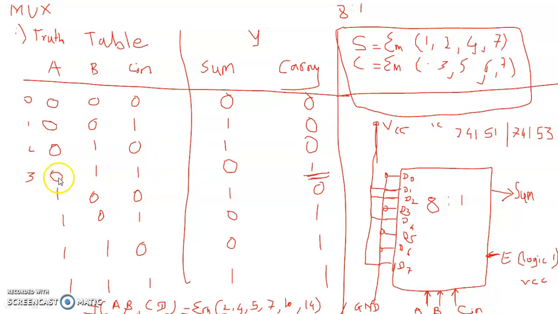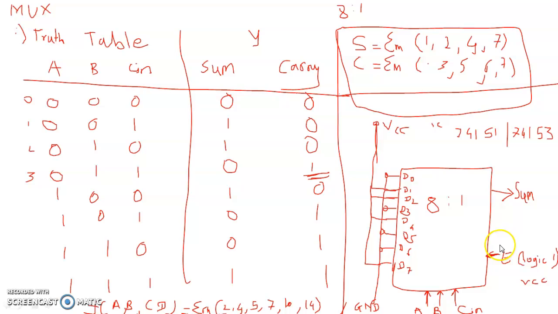So how will we observe the output here? Suppose you apply the input 0, 1, 1 for A, B, C in. At that time what will be the sum? Sum will be 0, which means the output LED will be off. If you test a particular output, suppose you want to test the condition for 4, when you apply the input 4, it will give you the output 1. So as per these conditions, the output will be observed.